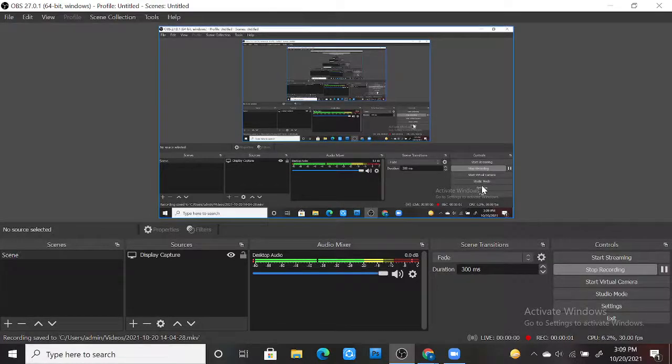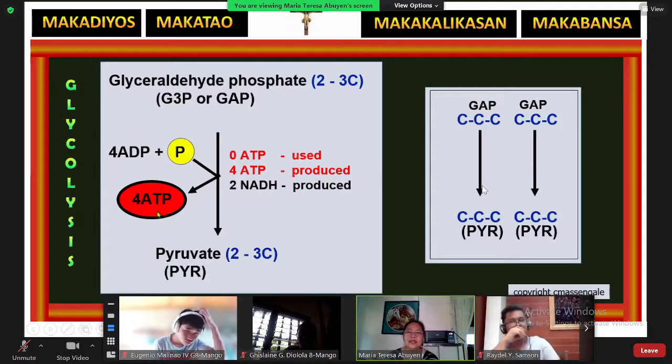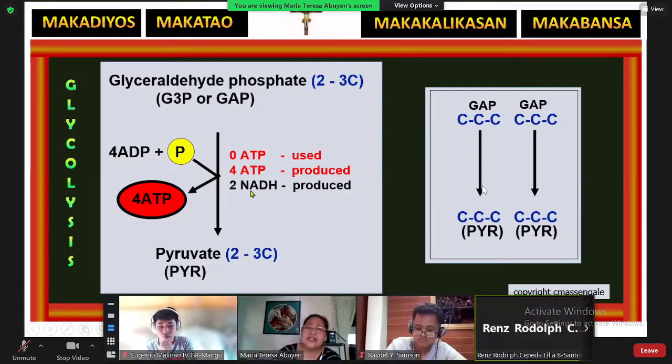Join with ADP. So, that makes four ATPs, only that. Two ATPs will be used during the process. Now, aside from ATP, another compound that will be produced is nicotinamide adenine dinucleotide hydrogen, NADH. Okay, NADH.